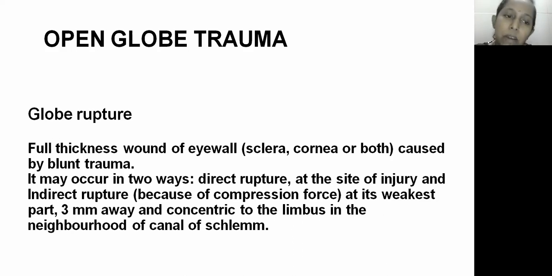At its weakest part, that is 3 mm away and concentrated to the limbus in the neighborhood of the canal of Schlemm. So, globe rupture is a full thickness wound of the eyeball involving the wall, like sclera and cornea or both, and it's caused by blunt trauma. It's of two types, direct rupture and indirect rupture at its weakest part. Okay, so these are the points you should remember in globe rupture.